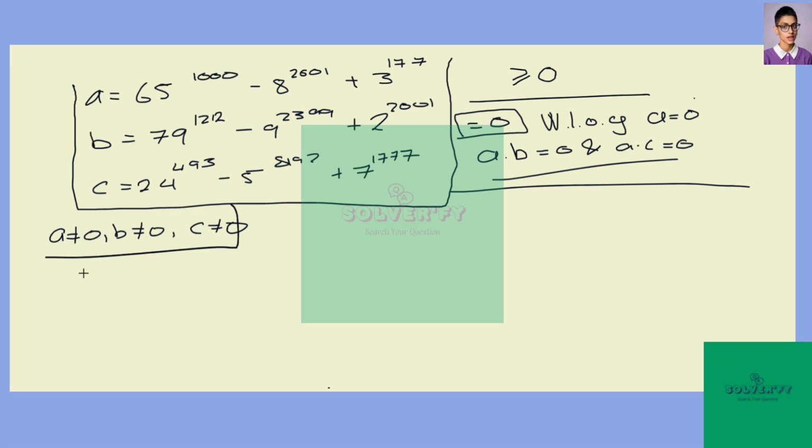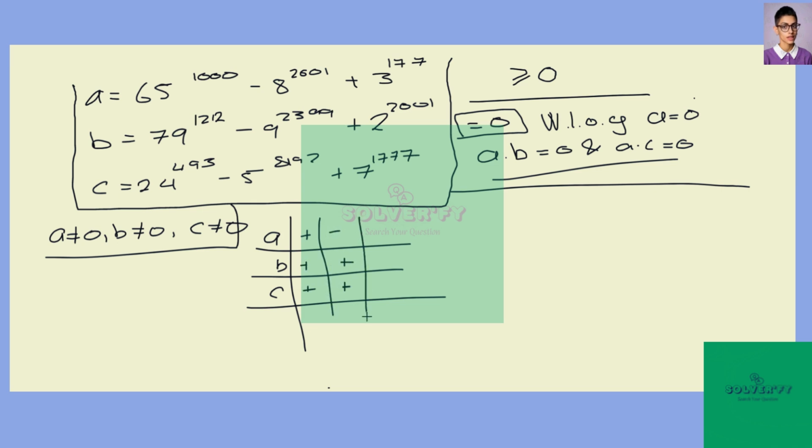Now, of these three numbers, at least two of them must have the same sign. If we think about it, what are the possibilities? A, B, and C can be positive, positive, positive. They could be negative, positive, positive. They could be positive, negative, negative, or negative, negative, negative, and so on. But in each of these cases, we always have at least two with the same sign. In this case, all of them have the same sign. In this case, two of them have the same sign, and in this case, two have the same sign, and in this case, all of them have the same sign.